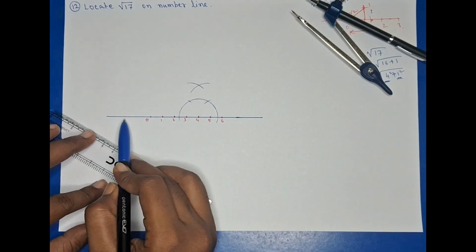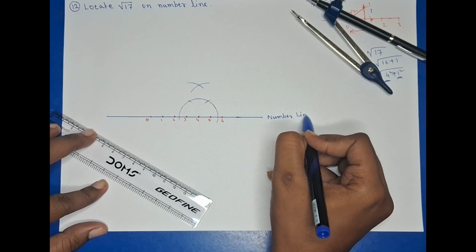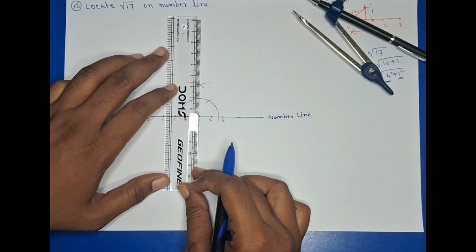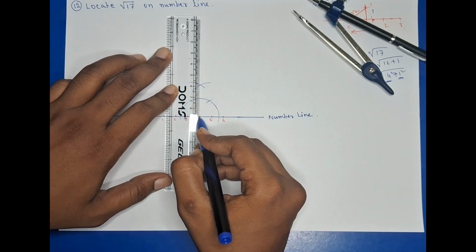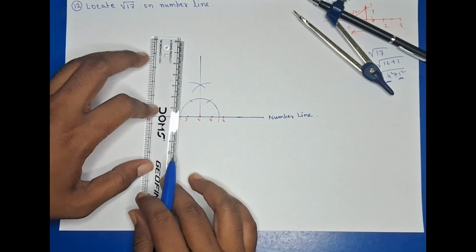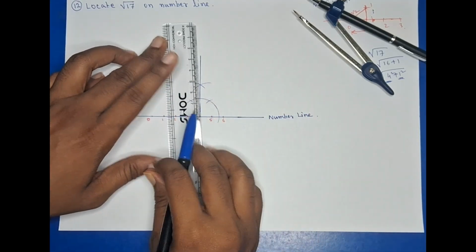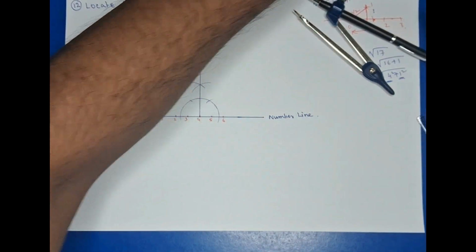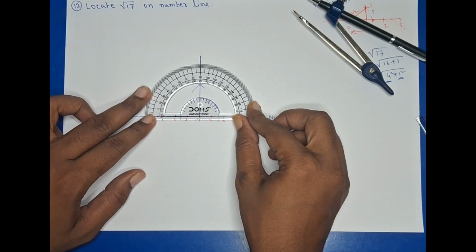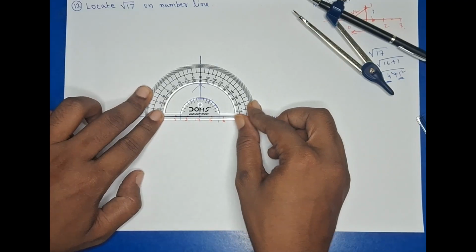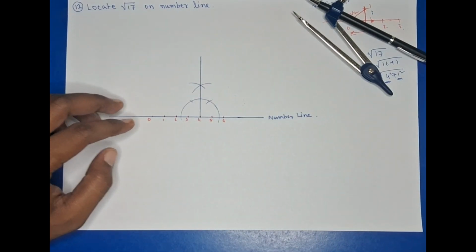Perpendicular to what? Perpendicular to this number line. This is the number line. We are drawing a perpendicular line perpendicular to this number line. And now let's join it. Let's see whether it is really perpendicular or not. Yeah, it shows exactly 90 degrees. Here you can see. Okay, so it is a perpendicular line.